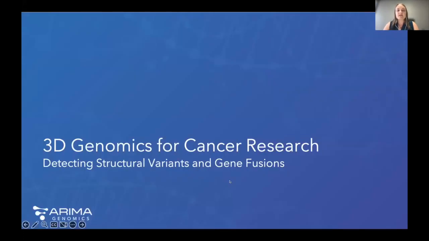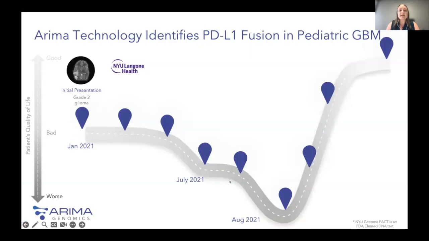Next, I'd like to shift gears to talk more about how we can use 3D genomics as a tool to identify structural variants, including gene fusions. And what really catalyzed our interest and investment into this application of 3D genomics was a collaboration with NYU Langone that began a couple of years ago.